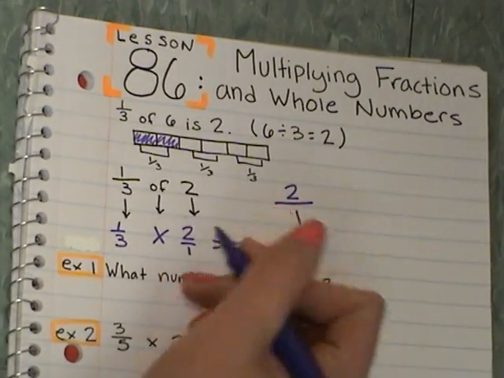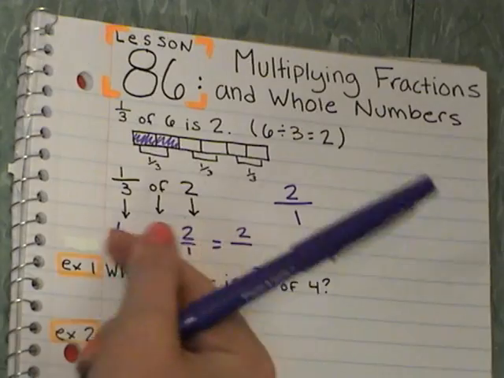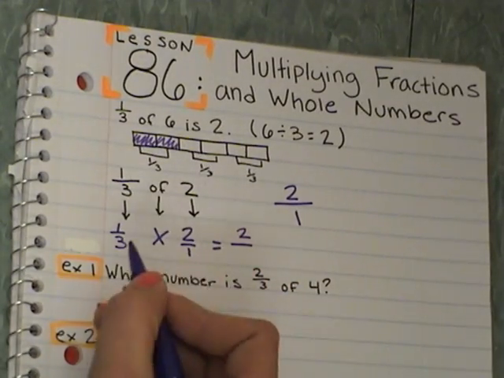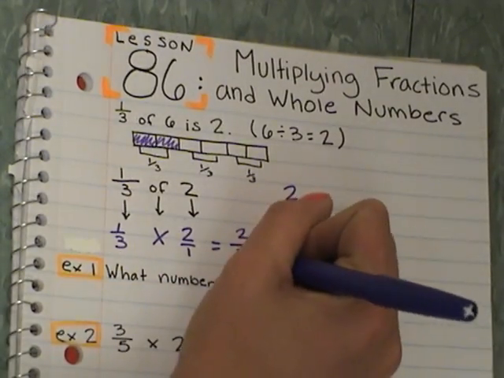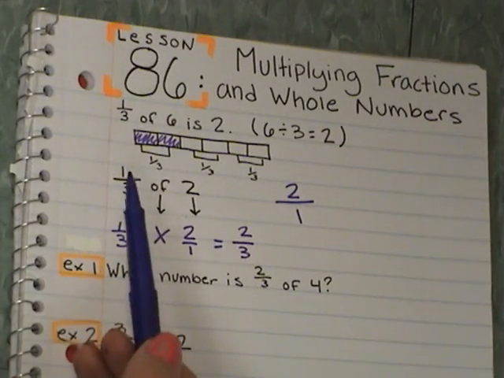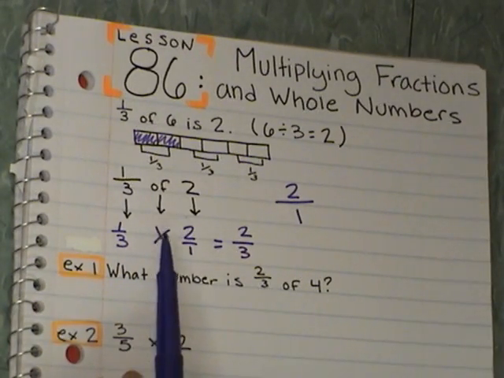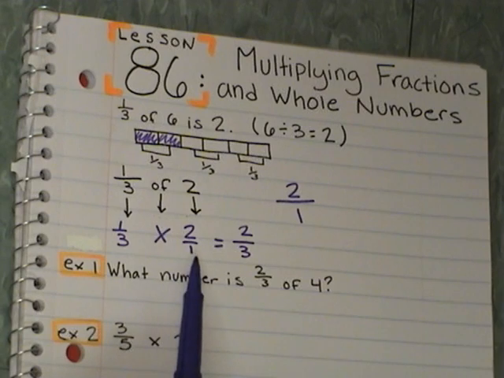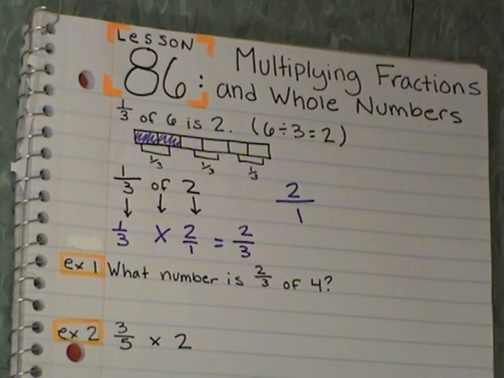1 times 2, you only do the top together and the bottom together when multiplying, remember that. 3 times 1 is 3. So you have your problem, 1/3 of, meaning multiplying, 2, a whole number, put it over 1, equals 2/3. And you can do it either way. You could have it 2 times 1/3 instead of 1/3 times 2. It could be either way, the fraction or the whole number.